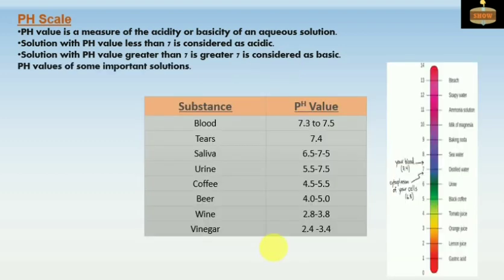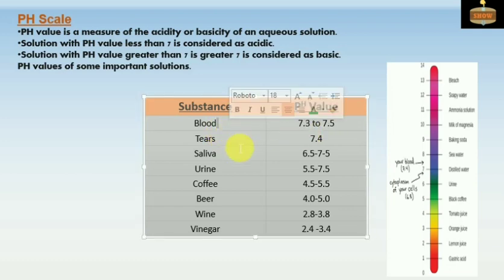As I have already told you, blood is 7.4 and tears 7.4, saliva 6.5 to 7.5. Coffee and beer are acidic, and wine and vinegar are around 2.4 to 3.4, because of acetic acid. It is very important to remember these values because I have seen in many exams that questions are asked about the pH value of saliva or blood. So try to remember those values.